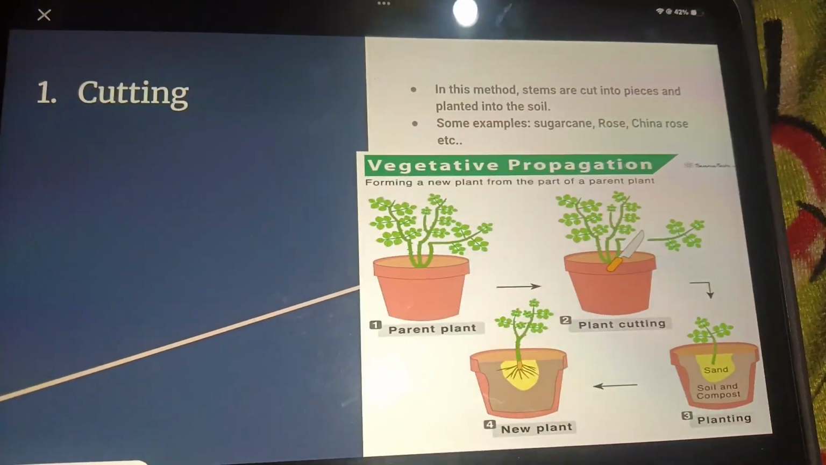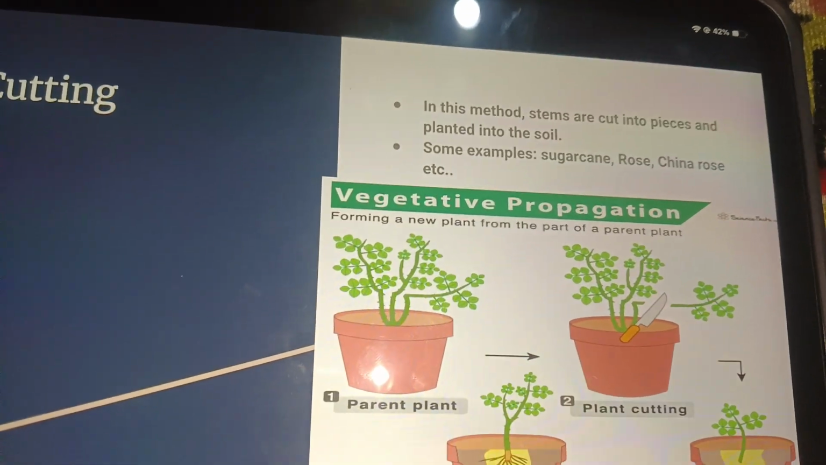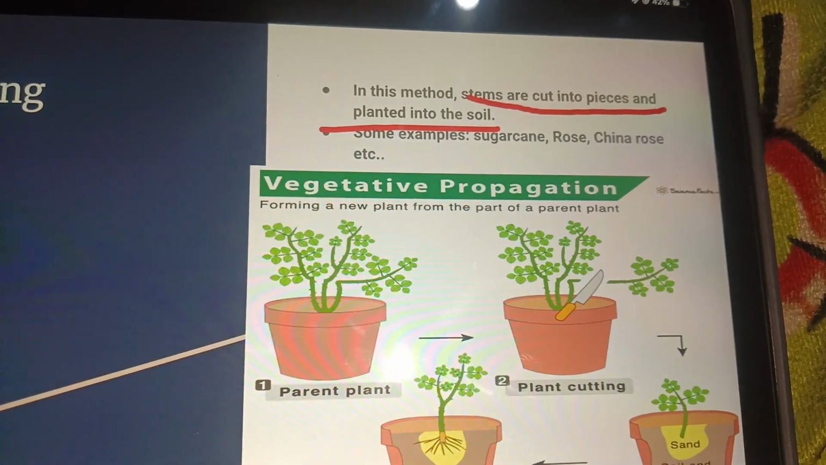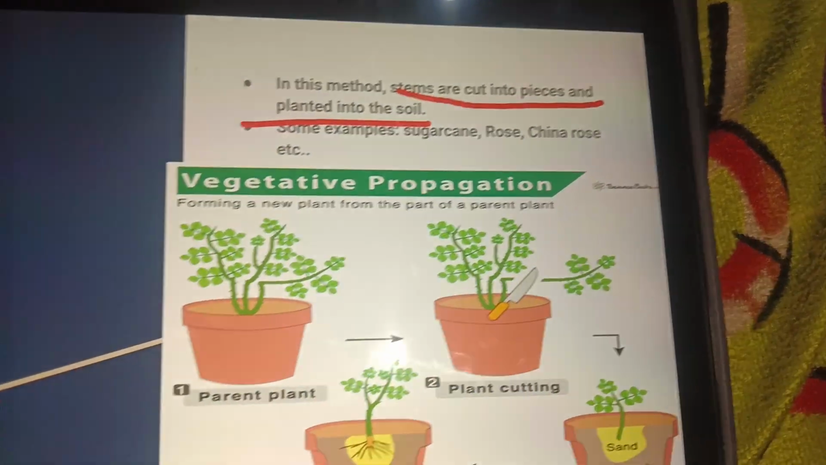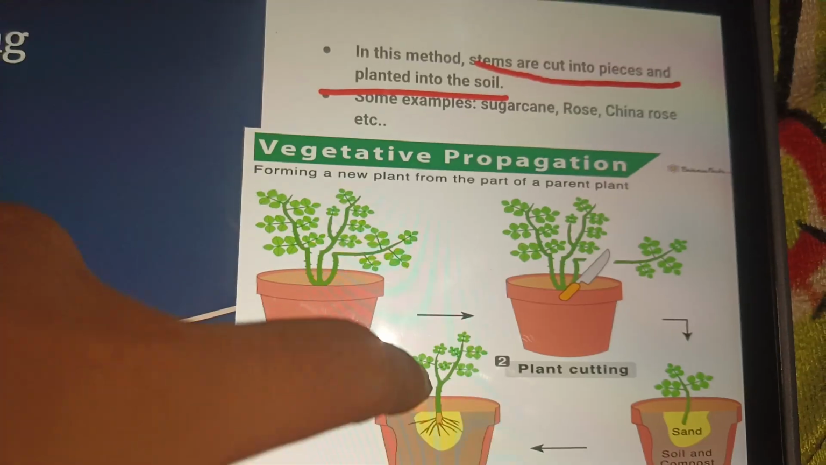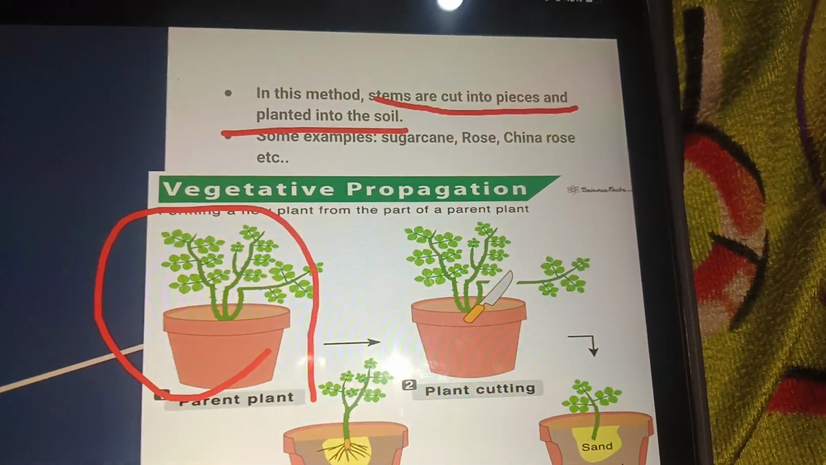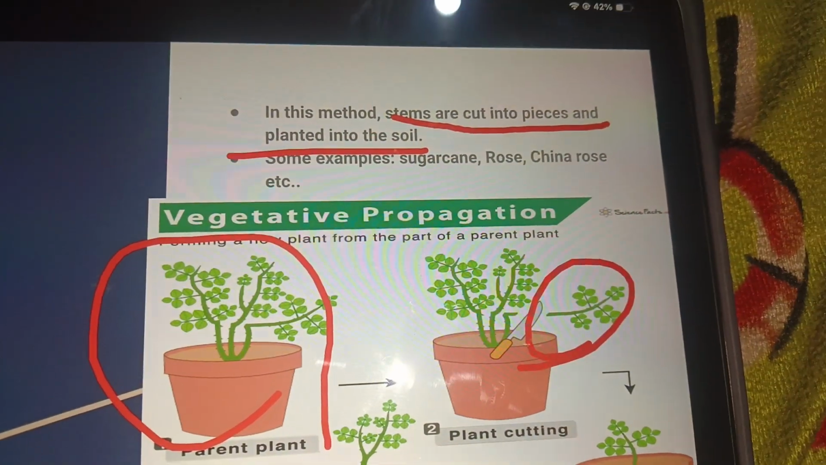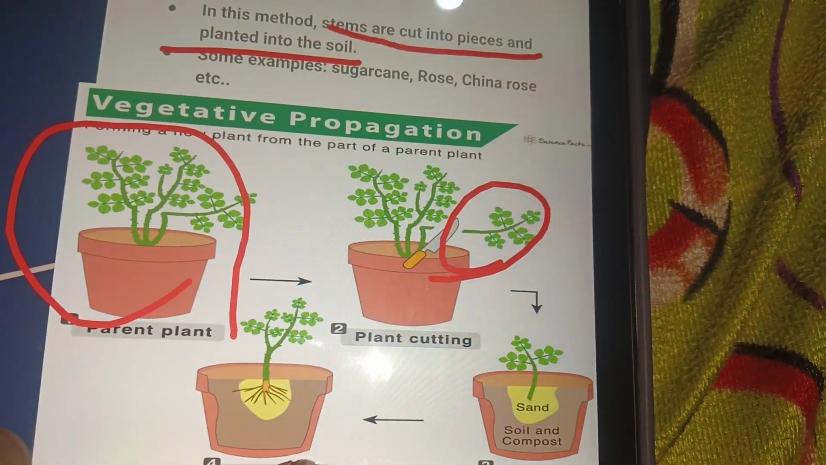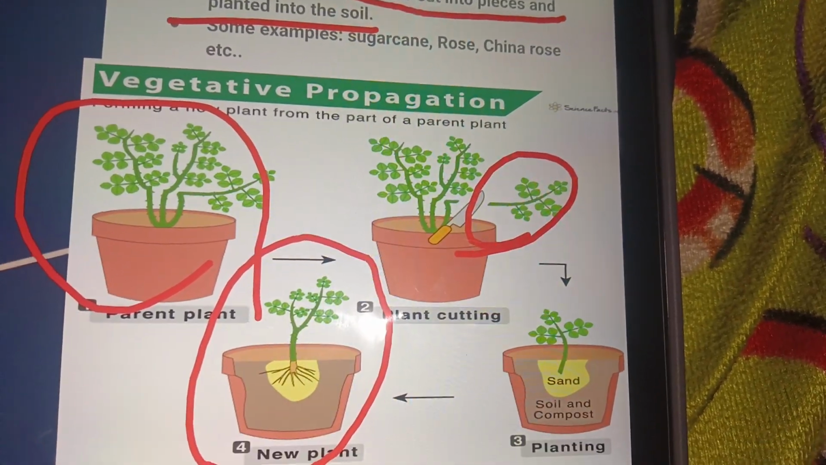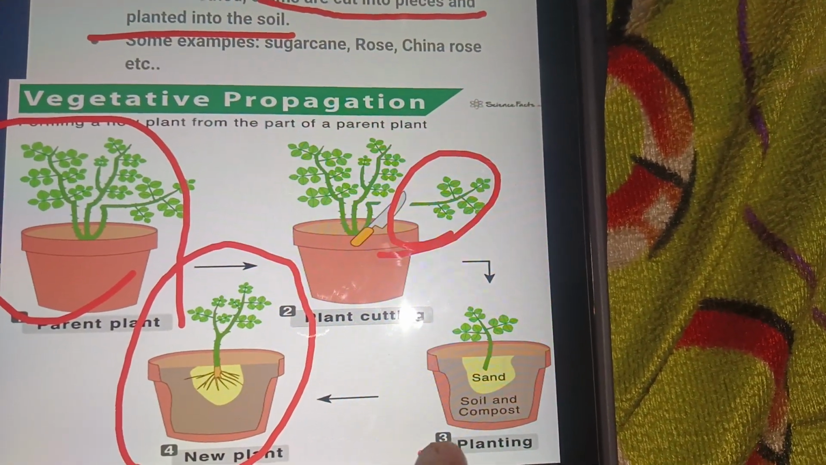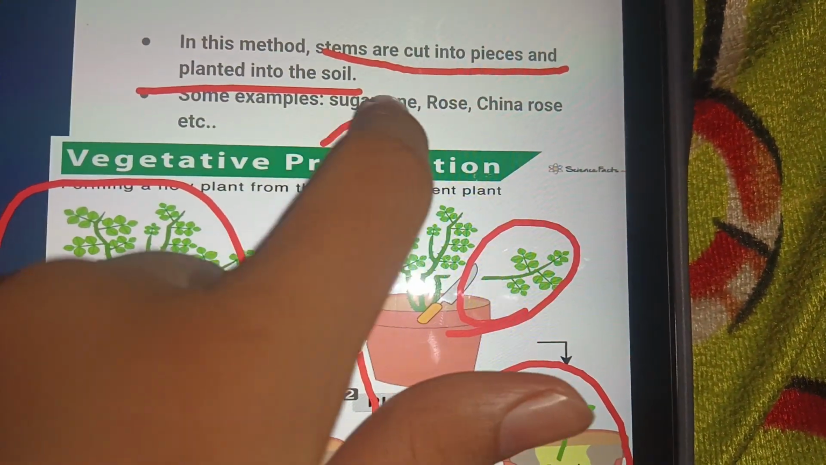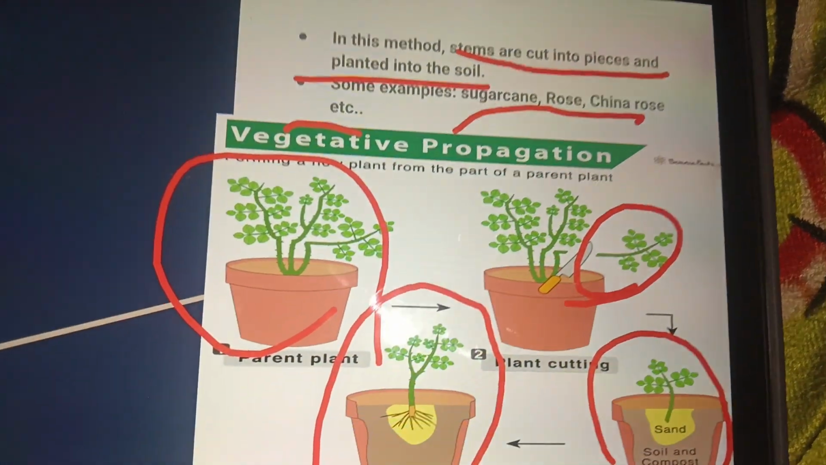Can you see this cutting? In this what happens? Stems are cut into pieces and planted into moist soil, not in barren soil, in moist soil. This is the parent plant. From here, one stem is cut. Then that stem is planted in the moist soil. Then it starts growing. Some examples are sugarcane, rose, and china rose.